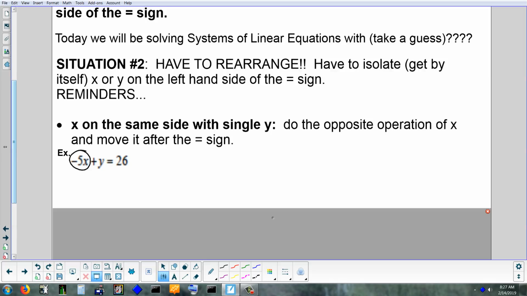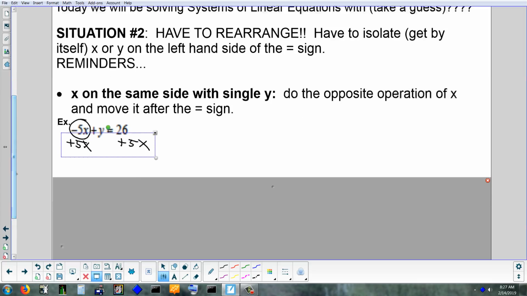So I'm going to do what? Plus 5 on each side? Yeah, plus 5X on both sides. Plus 5X. Elliot, what's negative 5X plus 5X? 0. You owe someone $5 and you pay them $5. You owe them nothing, right? This cancels out. Basically just 0.